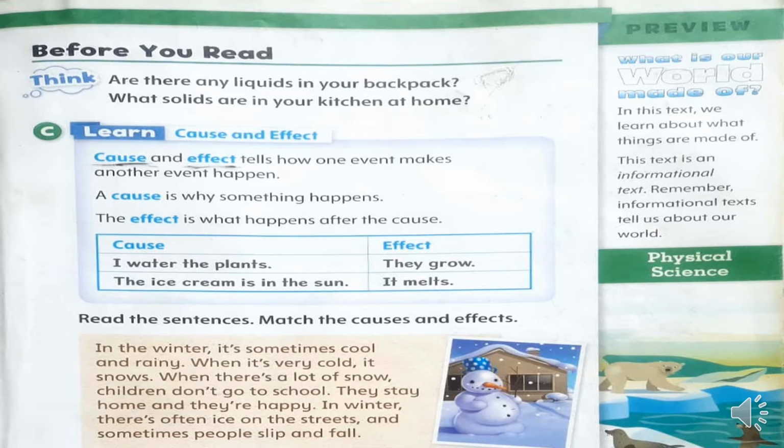Okay, in the winter it's sometimes cool and rainy. When it's very cold, it snows. When there is a lot of snow, children don't go to school. They stay home and they are happy. In winter, there is often ice on the streets, and sometimes people slip and fall.